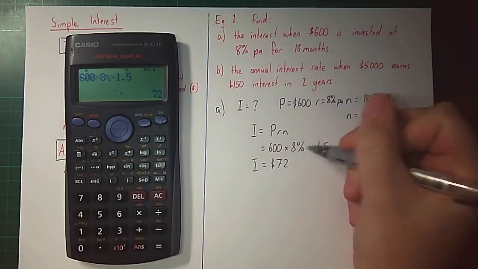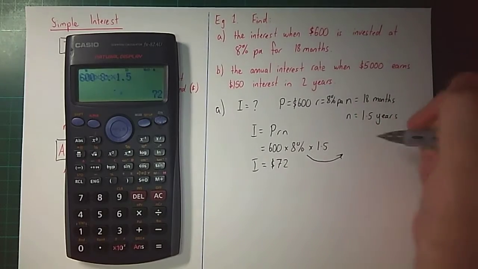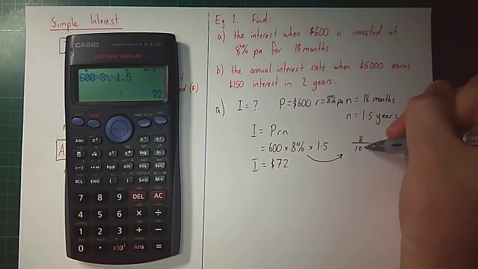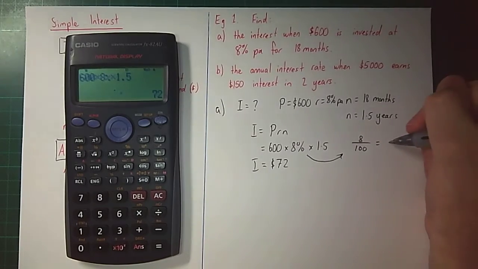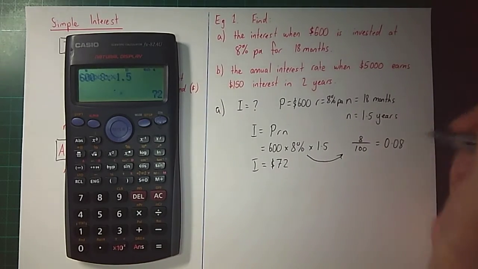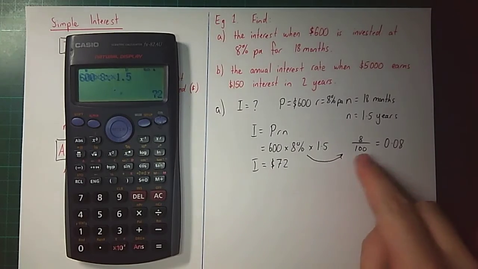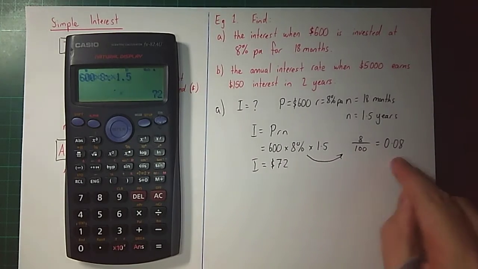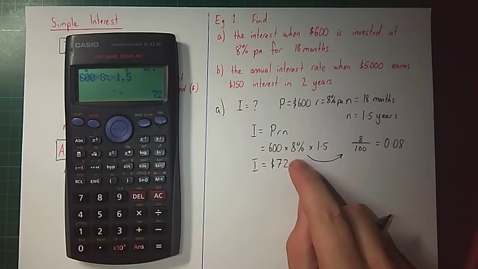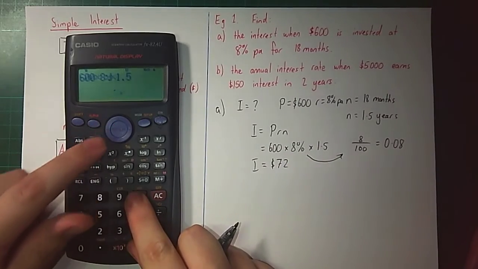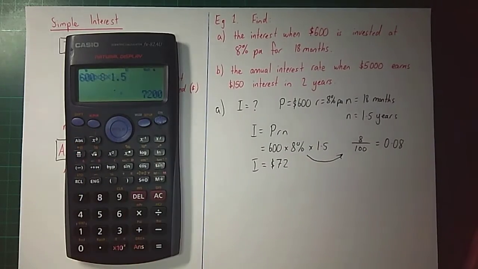Now, instead of 8%, we could also have done 8 over 100 as a fraction, or we could have also done it as a decimal of 0.08. Most teachers and students prefer these two compared to this because if you forget to do that percentage symbol, it changes your answer quite drastically, and you're going to get the answer wrong. So by changing it, you're more likely to not forget.